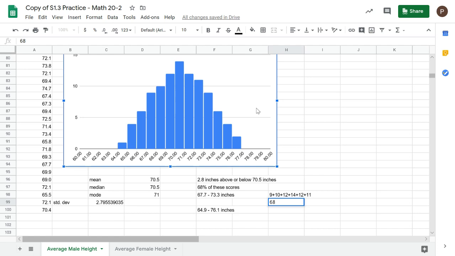And beyond that, in this case, we don't really have any crazy outliers, but if we were dealing with a bigger sample size, we might end up with some scores outside of that 99.7% range, outside of 3 standard deviations. So that's what standard deviation is telling us.